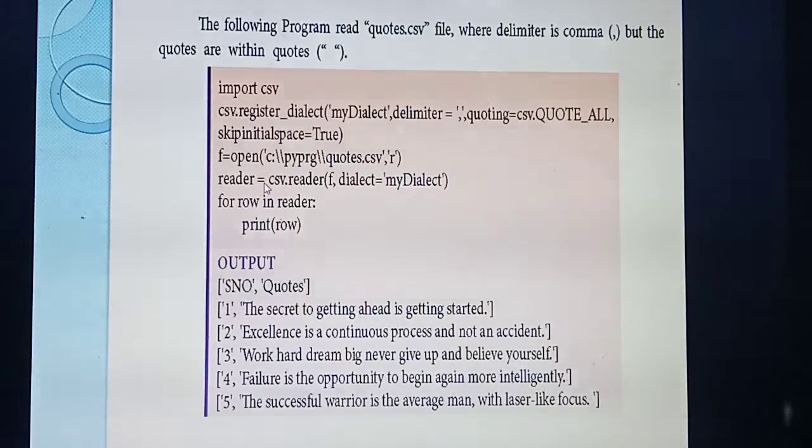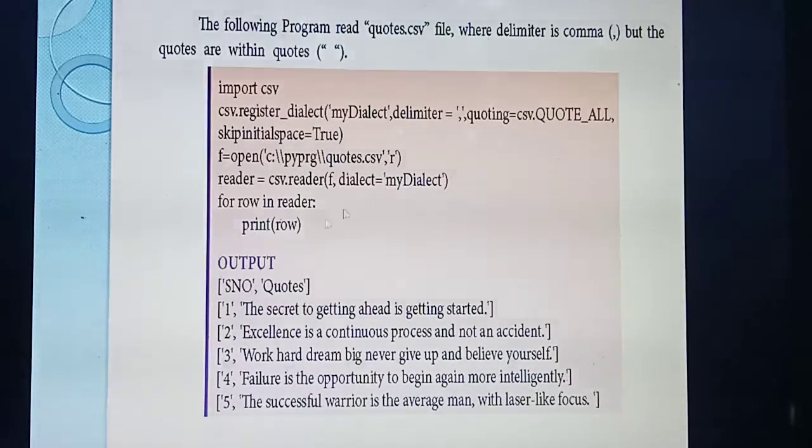Then you need to call the reader function. So reader equal to csv.reader of the file object. If you are using a dialect here, you should call it immediately: dialect equal to my dialect. Understood? Then for row in reader, each row you are going to print, one by one in the loop. Then print row. Then f.close. Here one line is missing, you should write f.close.